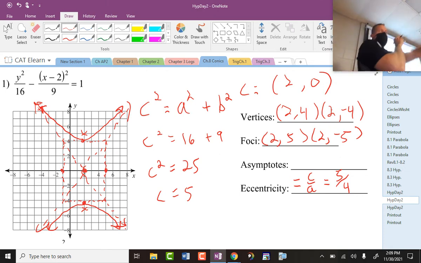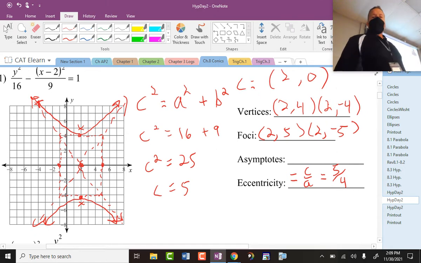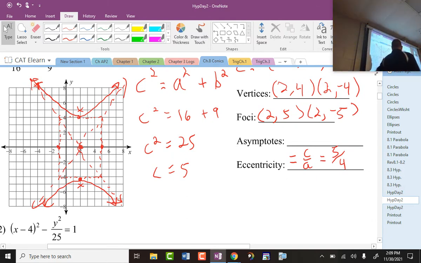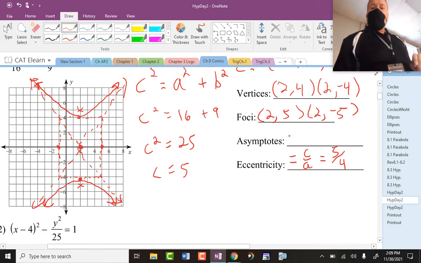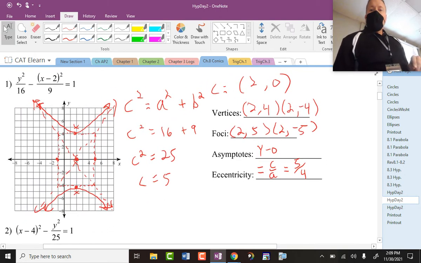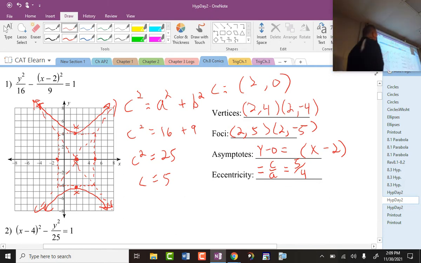All right, and then asymptotes, Matt. First of all, what do the asymptotes both cross? What point do they share in common? The center. So y minus y1, y minus 0, I don't think you have to write that, equals m, I'm going to get to that in a minute, times x minus 2. And then, what is this slope?